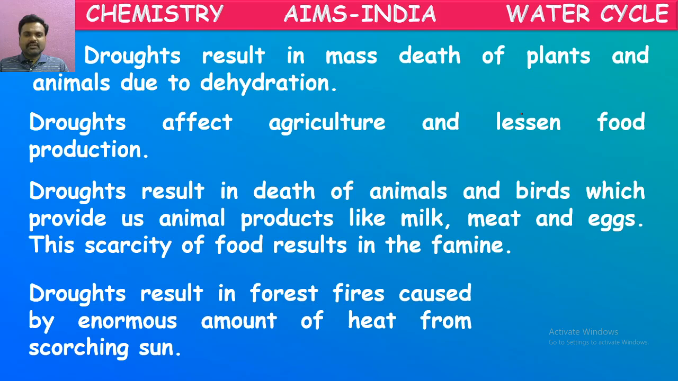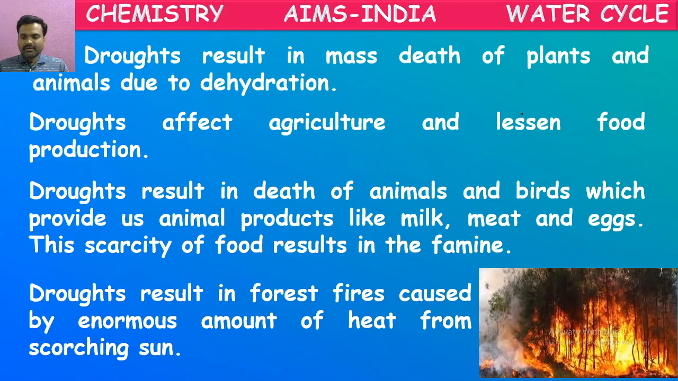Droughts result in forest fires caused by an enormous amount of heat from the scorching sun. Yes, because of the high heat of the sun, sometimes fire will be caused in the forest and it burns many of the plants. See here, it is called forest fire. Once it is started, it will burn so many plants in the forest, causing so much damage.